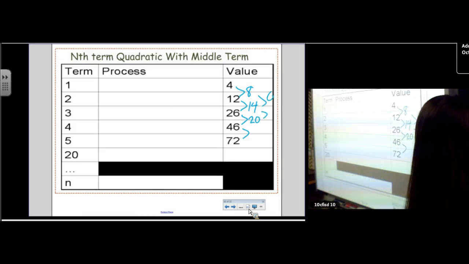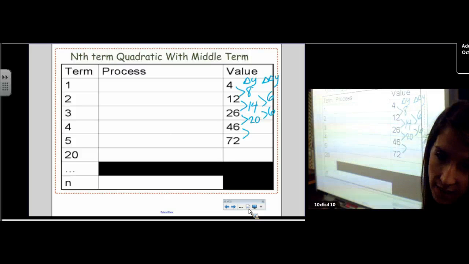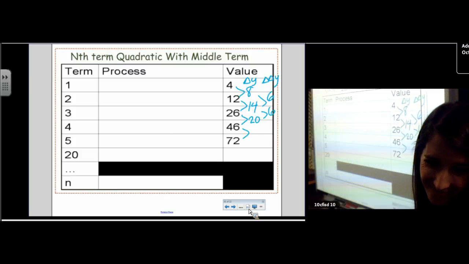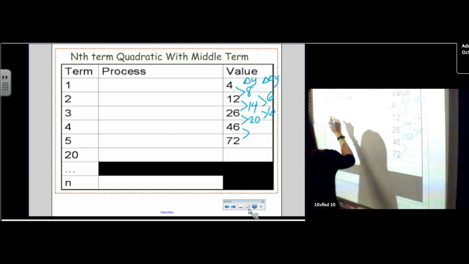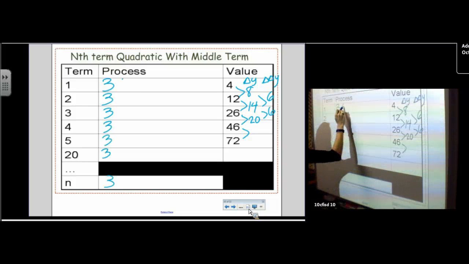Six. So delta y is not constant. So we do delta delta y, we get 6, and therefore our coefficient is 3. Very good. Our coefficient is 3. And then we square our term because we know it is quadratic.